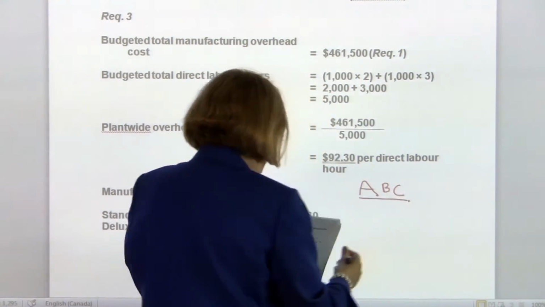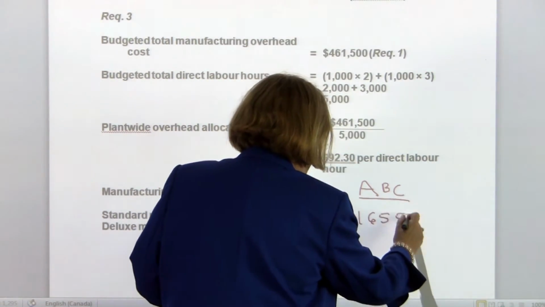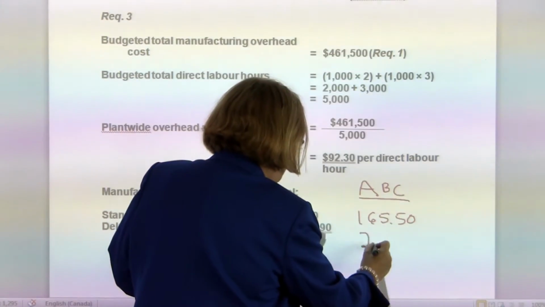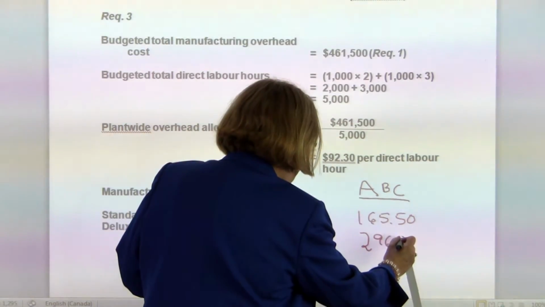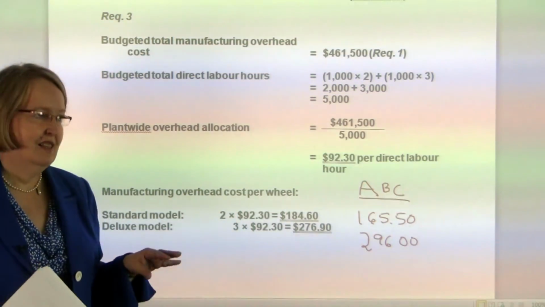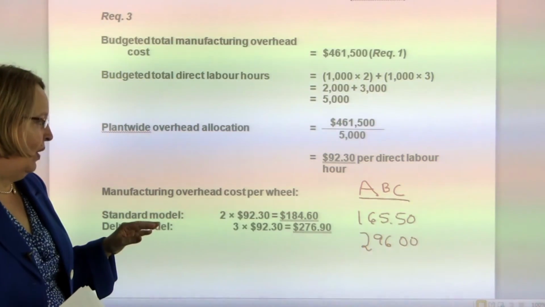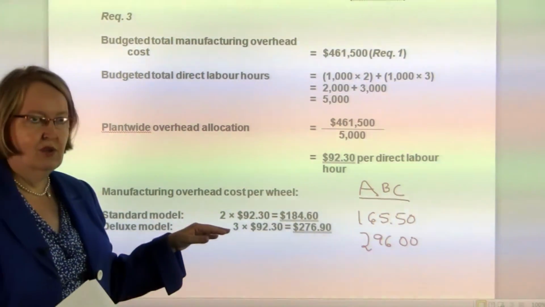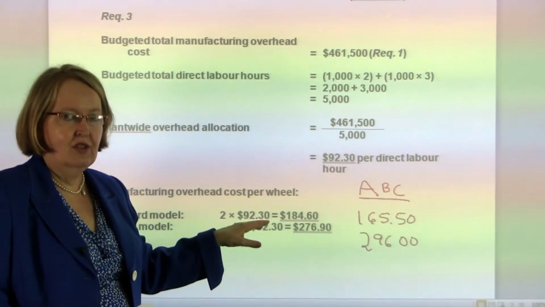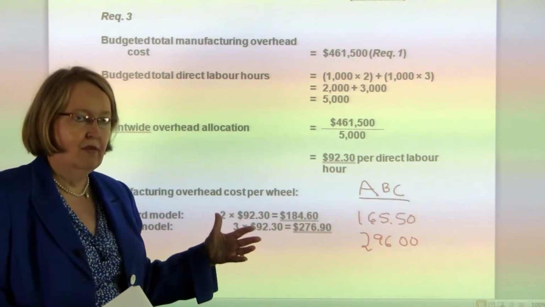So under activity-based costing, we charged $165.50 to the standard wheel, and to the deluxe wheel we charged $296. So the implication of this is that activity-based costing is more accurate. So what we've done here is, if we were using traditional costing, we would actually overcharge the cost of that particular product. So we would think the costs are higher than they really are.